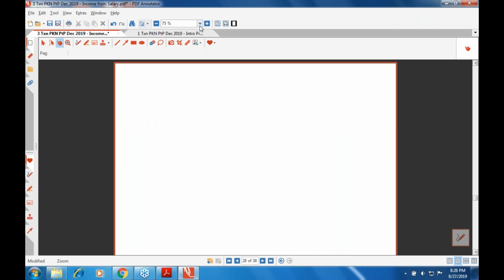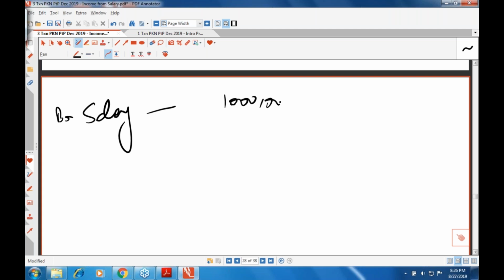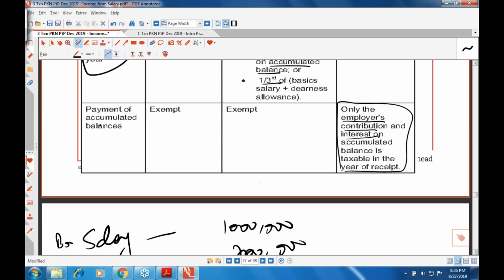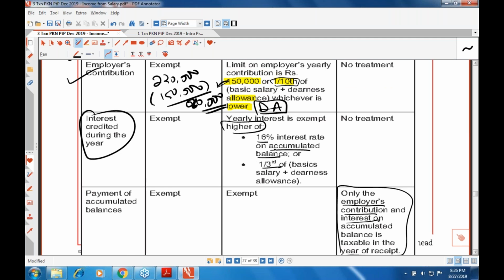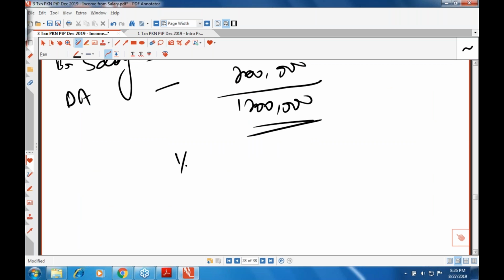Let's try to understand this. For example, the basic salary is 1 million. The dearness allowance is, let's say, 200,000. So in total this is 1.2 million. Now what happens is the exemption which is given is basically 16% of interest on accumulated balance, or 1/3 of basic plus DA. So if I talk about 1/3 of it, that makes it 400,000.